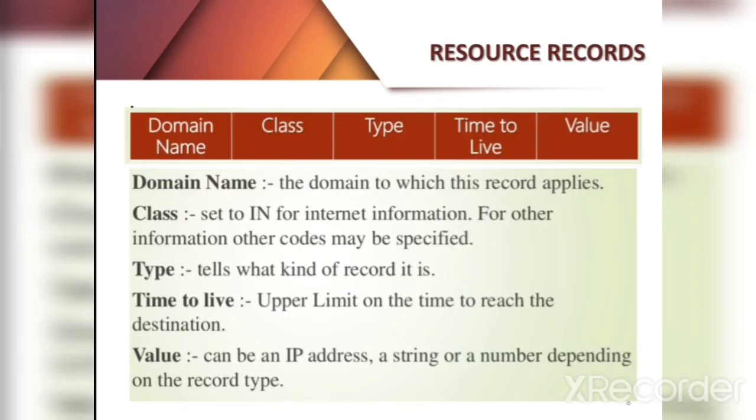Moving to the resource records, as we have already studied, the information that is provided or supplied by the resolver to the client is in the form of a resource record. So the resource record is a database, or it has 5 different tuples. That is domain name, class, type, time to live and value.